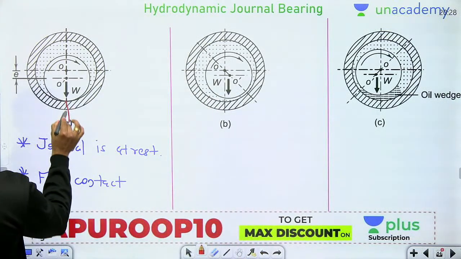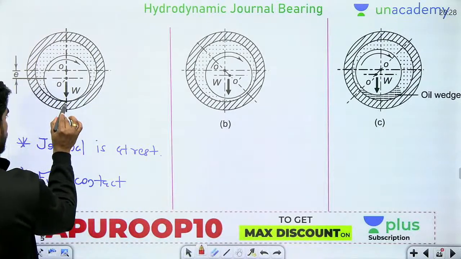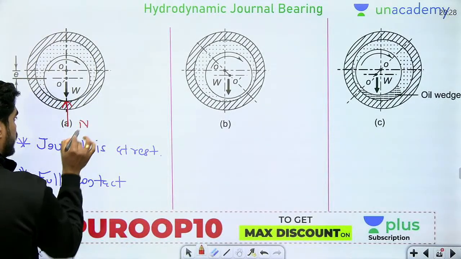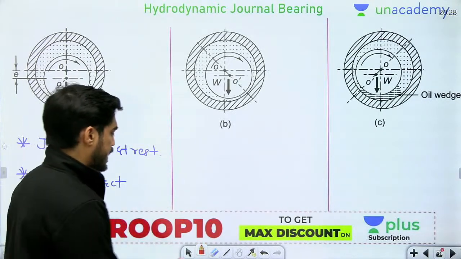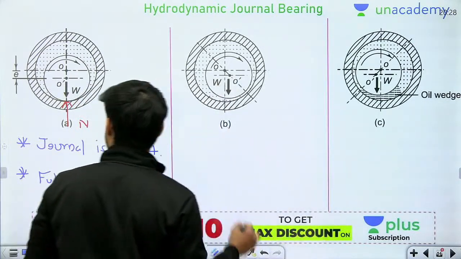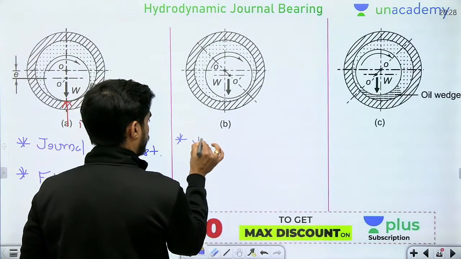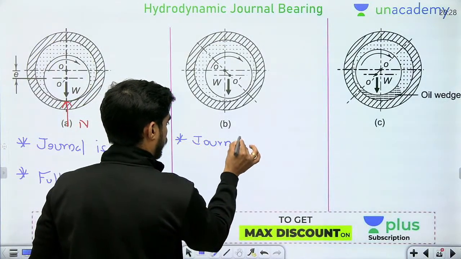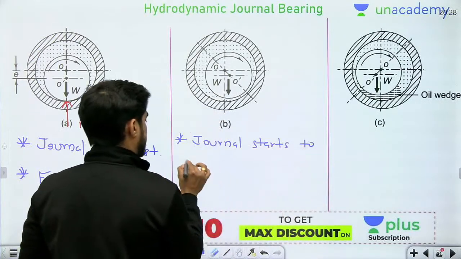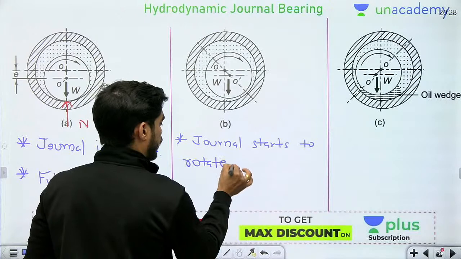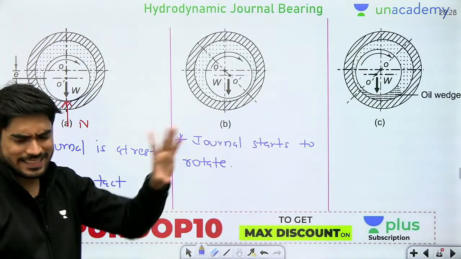ये ऐसा बनाना चाहिए. This is the normal force. Okay, now understand beta, in the second stage the journal starts to rotate. The journal starts to rotate means it has just started to rotate.